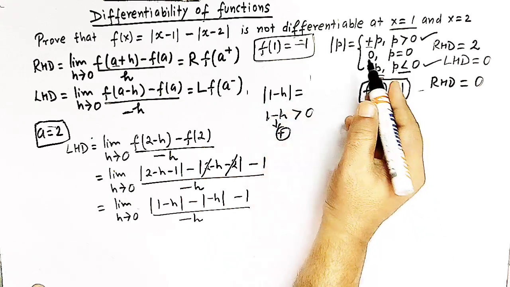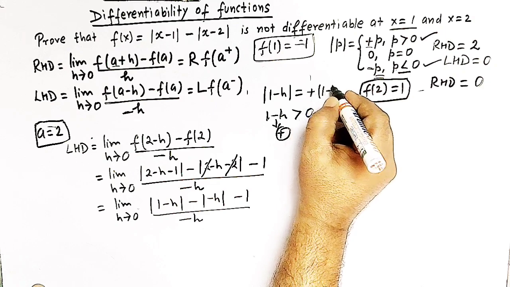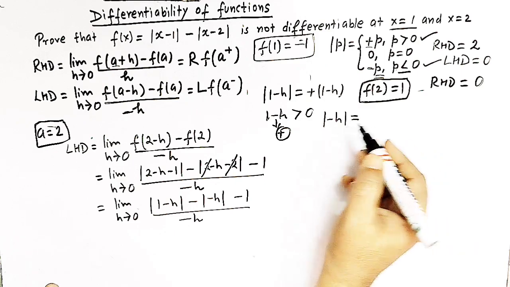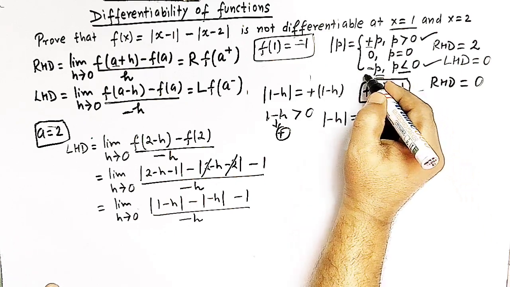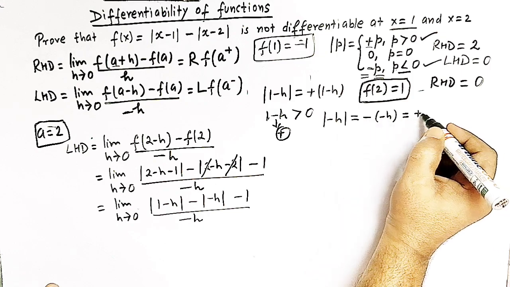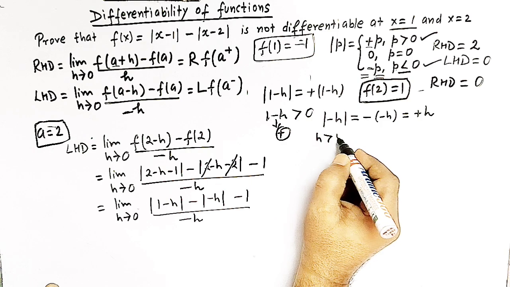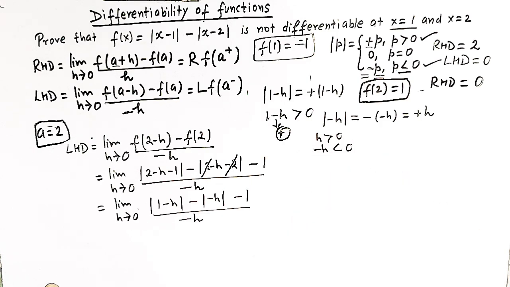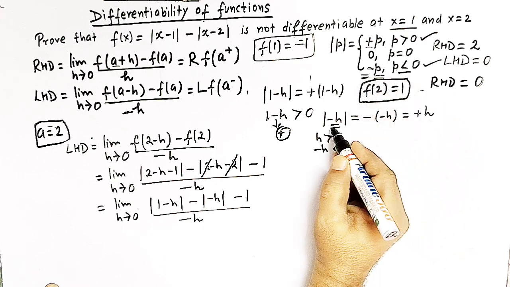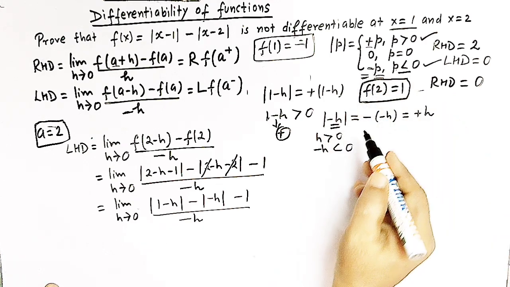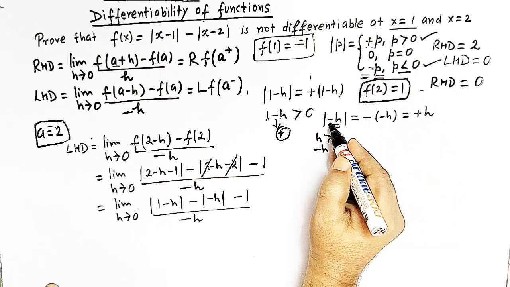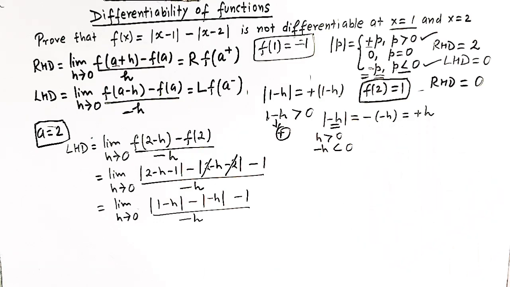So mod of 1 minus h should be equal to positive 1 minus h, and here we have mod of minus h, and mod of minus h is simply equal to a negative of minus h, that is positive h, because h is greater than 0 but minus h is less than 0. So here minus h is less than 0, so due to this definition, mod of minus h is equal to a negative of p. So negative of p is minus h, so we have positive h.